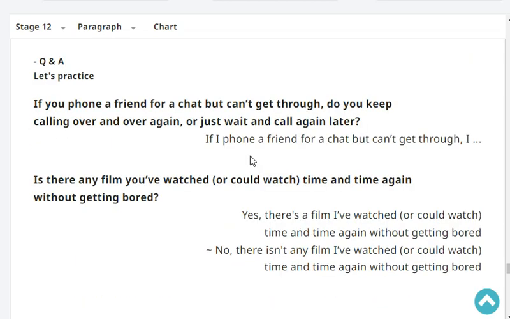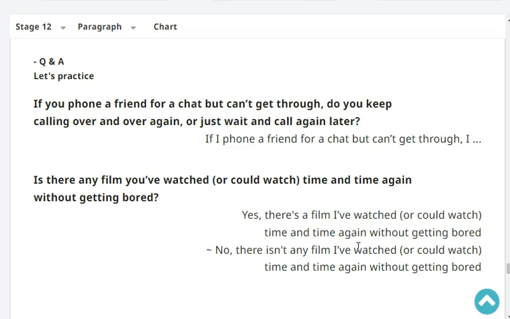Let's practice. If you phone a friend for a chat but can't get through, do you keep calling over and over again or just wait and call again later? If I phone a friend for a chat but can't get through, I just wait and call again later. Very good.